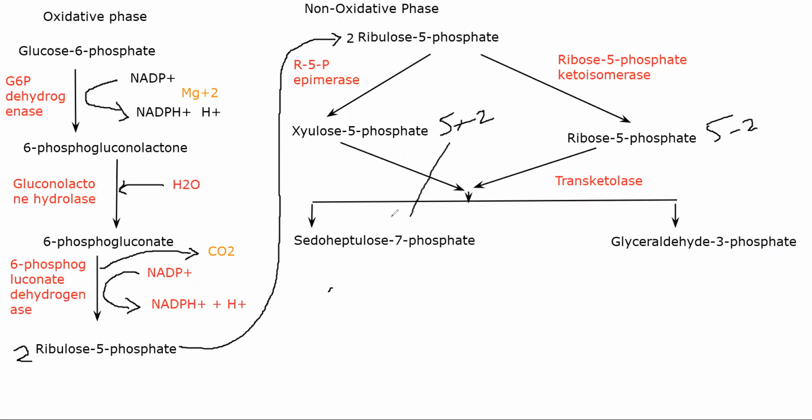So I will get a 7 carbon molecule here, which is pseudoheptulose, and I will get a 3 carbon molecule here, which is glyceraldehyde 3-phosphate. Okay, I hope you understood this step. If you're having any doubts, please feel free to ask me.